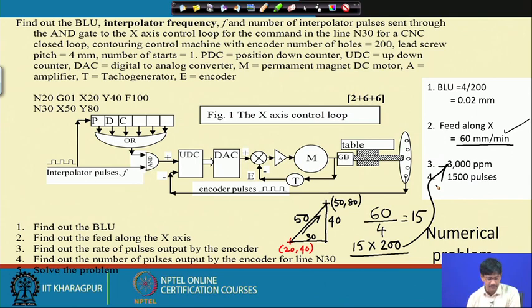So, 3000 pulses are coming out. This way I leave the last one to you. They are absolutely easy. Find out the number of pulses output by the encoder for the line N30. For the line N30, find out what is the total number of pulses corresponding to this movement, just like we have done previously, and find out whether it is equal to 1500 or not. I leave that one to you.